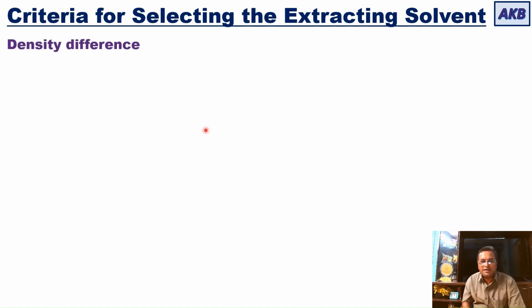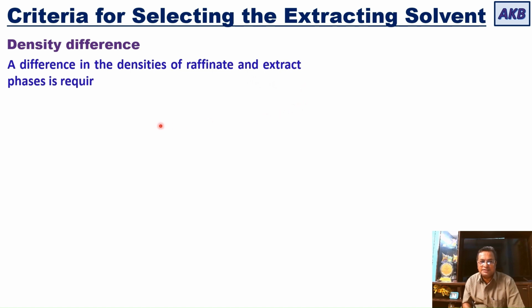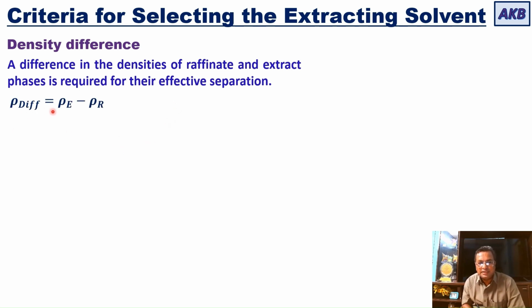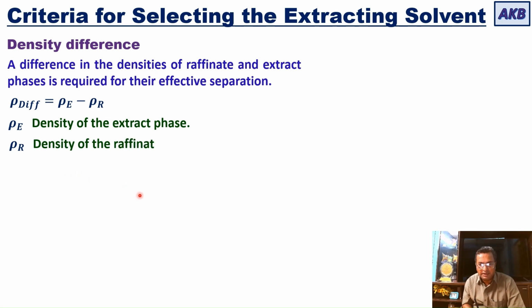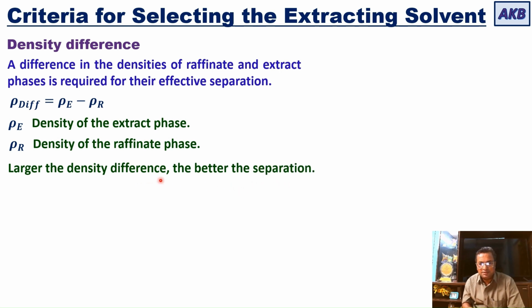The next criterion is density difference. A difference in densities of the raffinate and extract phases is required for effective separation. If I denote rho diff as the difference between the density of the extract phase and the raffinate phase, where rho E is the density of the extract phase and rho R is the density of the raffinate phase, then the larger the density difference, the better the separation. So the rho diff should be larger.